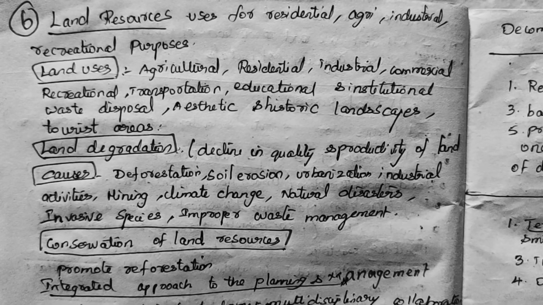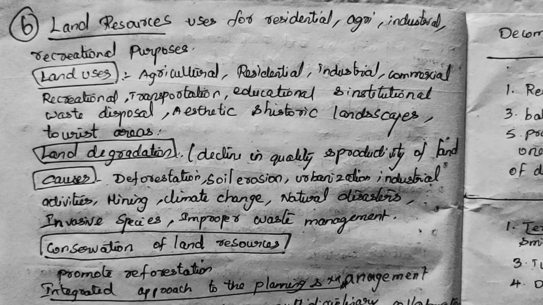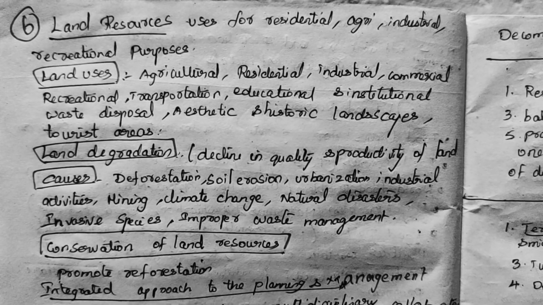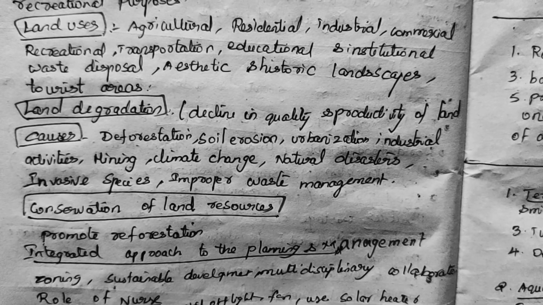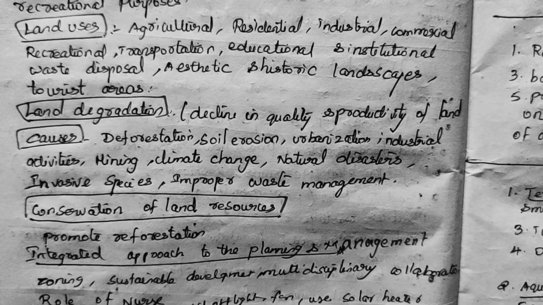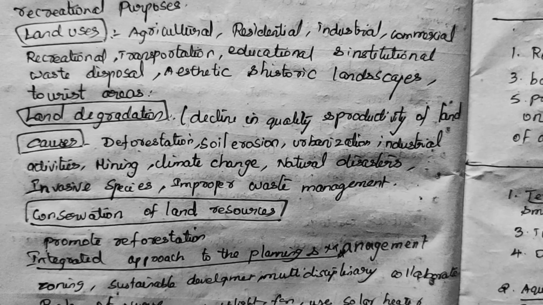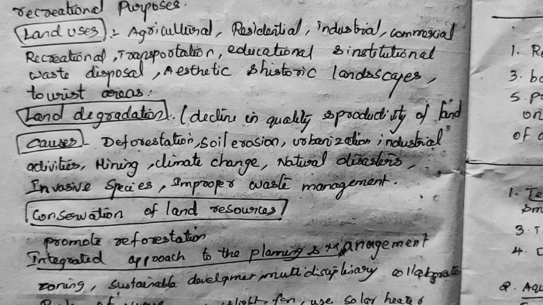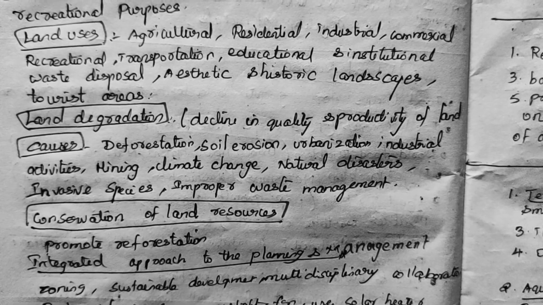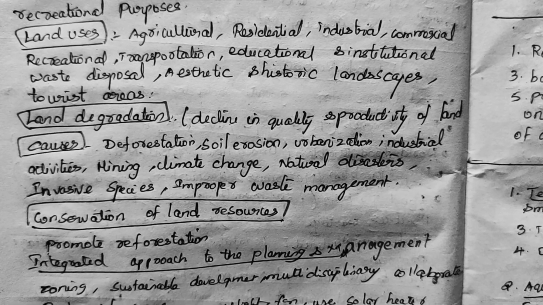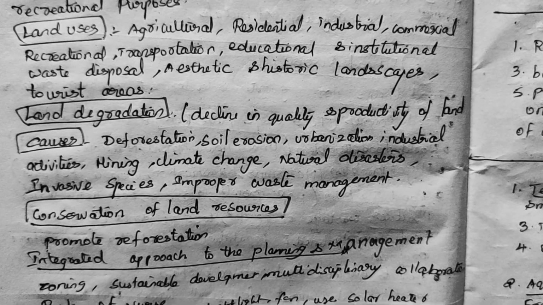The next one is land resources. So land resources are used for residential, agricultural, industrial, and recreational purposes. And land uses. When you move to land use, we are using it for agriculture, residential, industrial, commercial, recreational, transportation, educational and institutional, waste disposal, and aesthetic and historic landscapes for tourist areas. So these are the uses for the land.